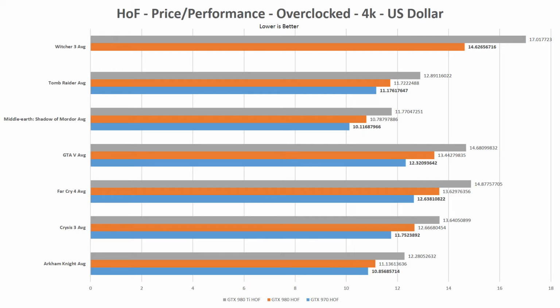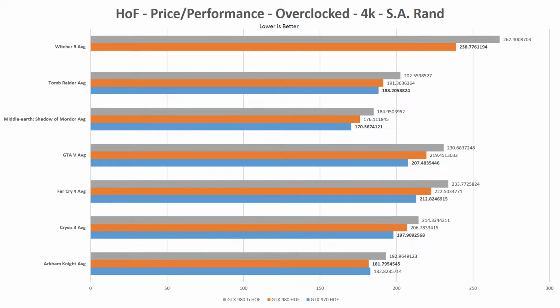With the overclock, the 970 qualifies for everything besides The Witcher 3. Metro Last Light still proves insurmountable, with the 980 Ti averaging only less than 20 FPS. In every game the 970 qualifies for, it gets the price to performance nod, except Arkham Knight, where the 980 wins, and it also wins in The Witcher 3.